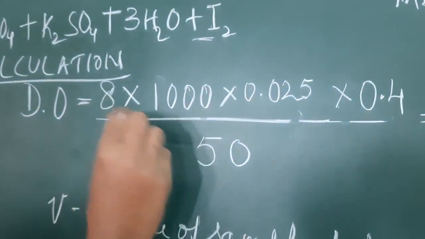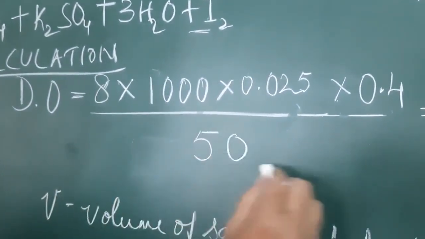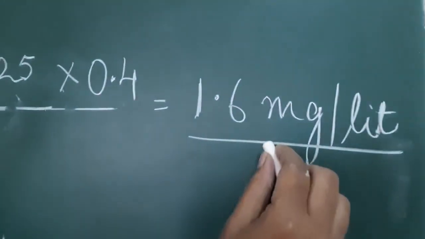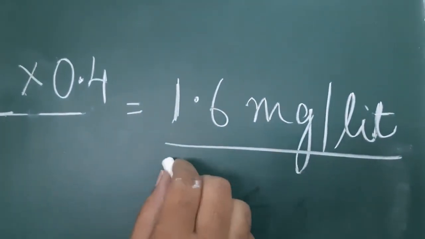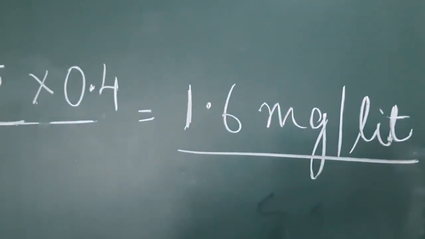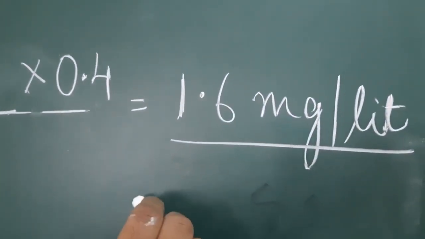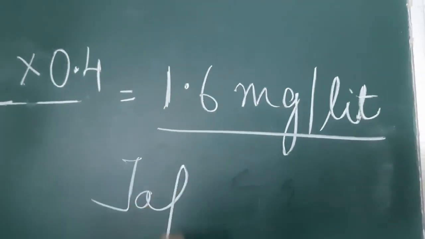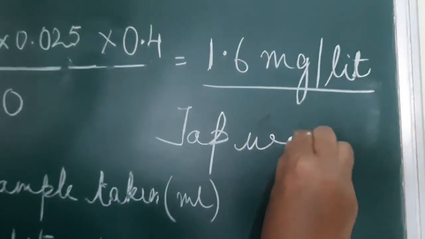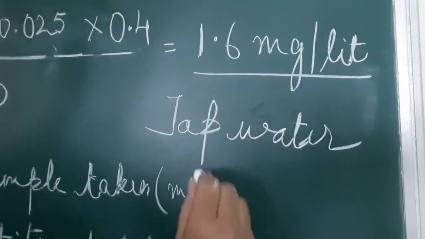When you substitute it in the formula, we get 1.6 mg per liter as the dissolved oxygen for the particular sample that we have taken. And here in this case, this is for tap water.